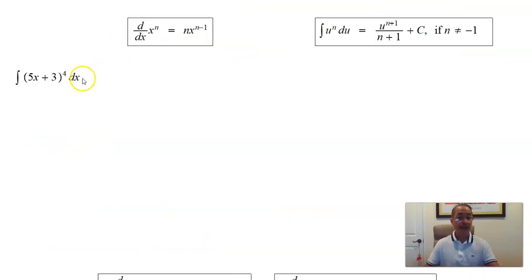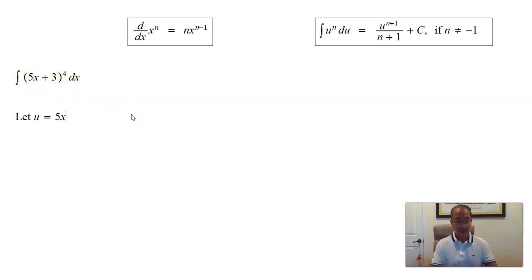All right, so now we want an antiderivative of (5x + 3) raised to the power 4. Okay, so we have a power 4 there, so that means that we need the power rule for antiderivatives. Okay, so again, the u should be what we see inside. So let u be 5x + 3. So again, du becomes 5 dx, and we can solve for dx. We are going to get 1/5 of du.